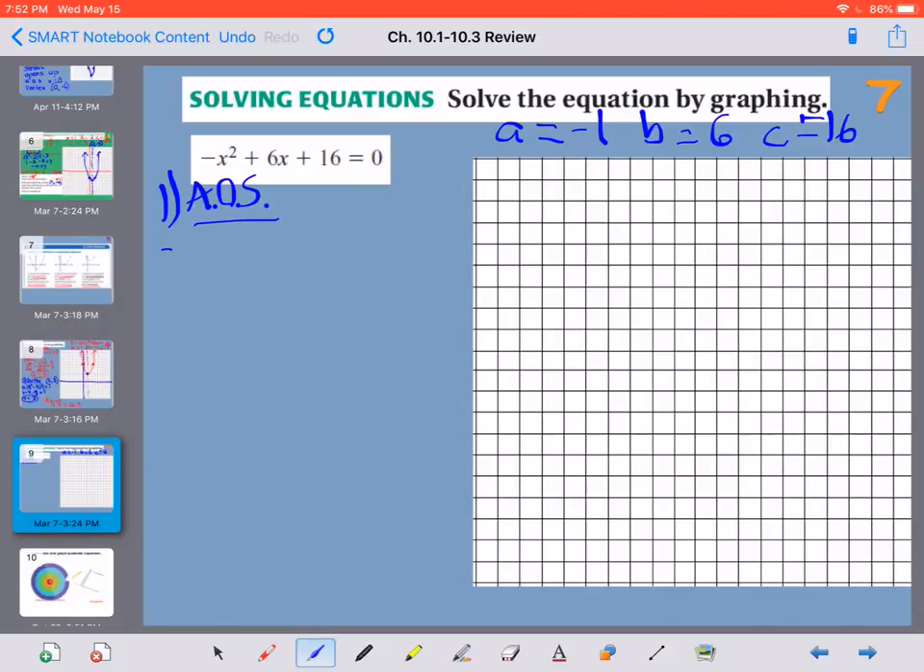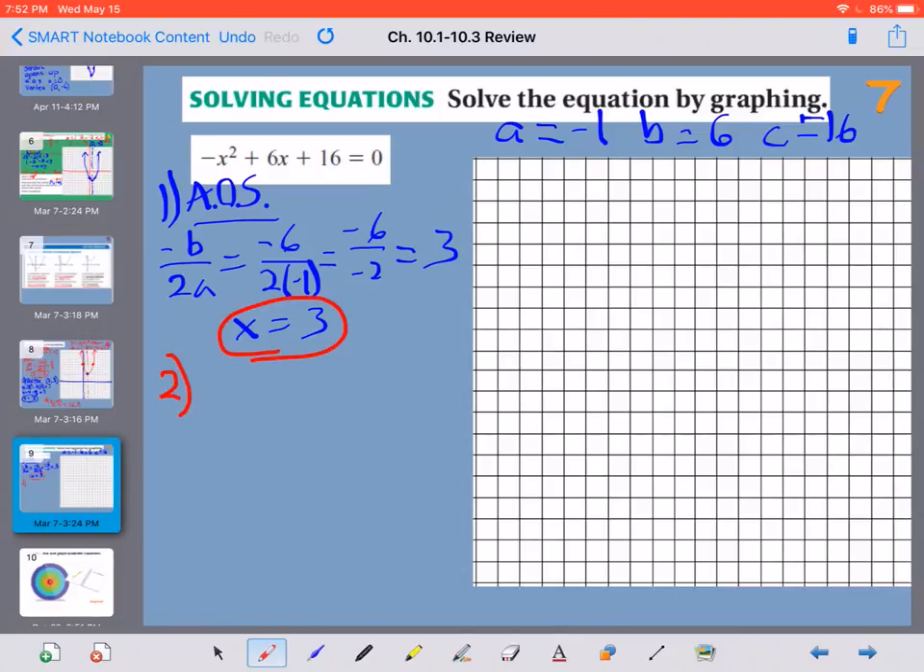So our axis of symmetry is negative b divided by 2a. b in this case is 6, but we have that negative there, over 2 times a negative 1. Negative 6 divided by negative 2 is going to give me a positive 3. So my x is going to equal 3. That's my axis of symmetry.